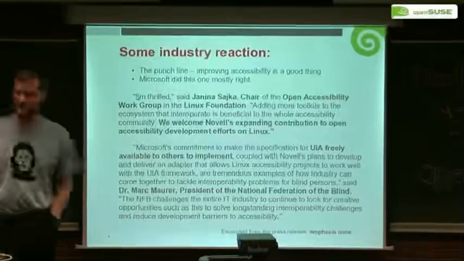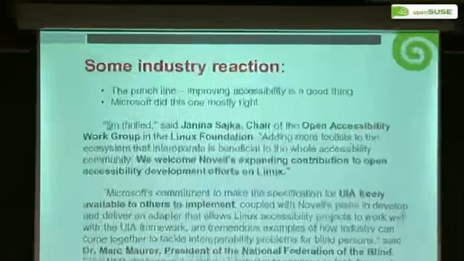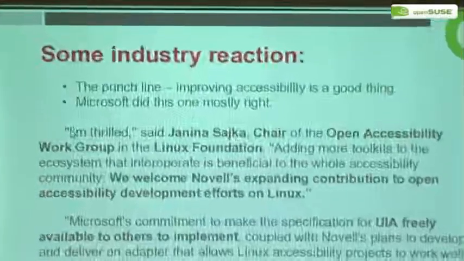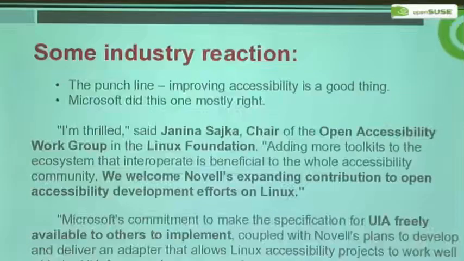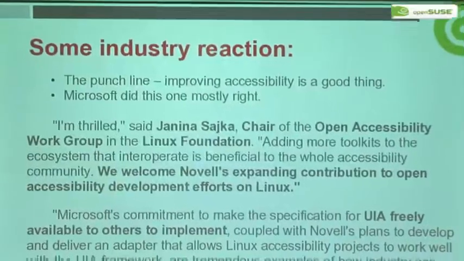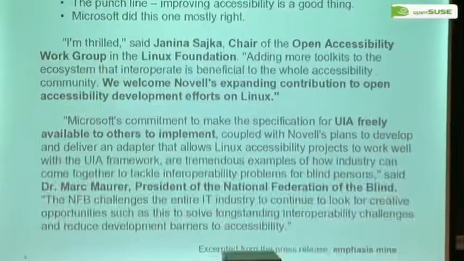Excellent. So you may have noticed or not that we recently announced another collaboration with Microsoft. Actually, it was tacked on right to the end of a press release, which no one read. So maybe you didn't notice. But anyway, turns out we're collaborating with Microsoft to provide UIA, which is UI automation, I guess is what it stands for, which is a Microsoft API on Linux.